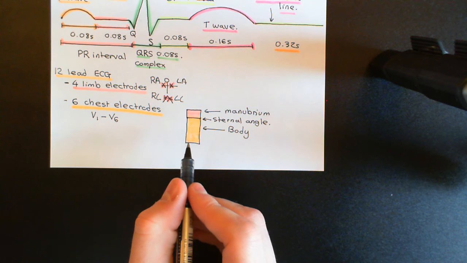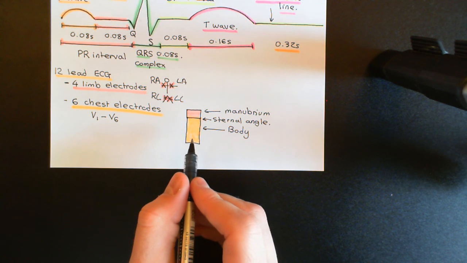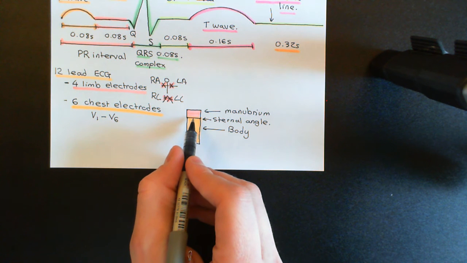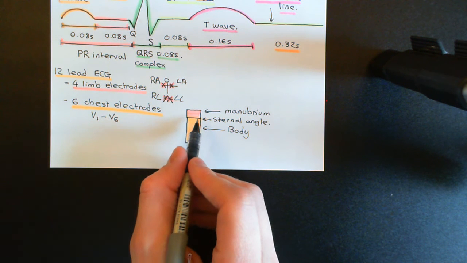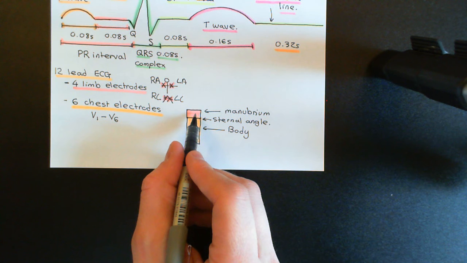Okay, so you should be able to find your manubrium, and then you should be able to feel a ridge just underneath the manubrium, and that is the sternal angle, where you have the junction between the manubrium and the body of the sternum. Now, go above the sternal angle so that you know you're still on the manubrium.